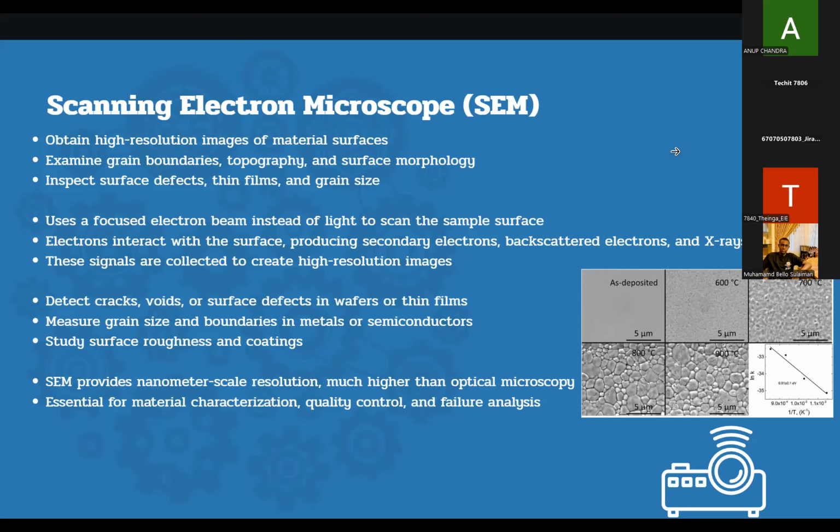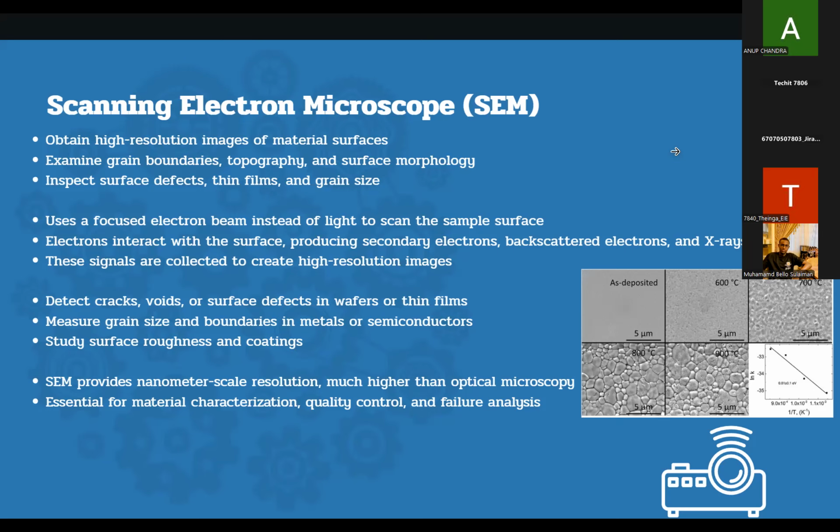It works by using a focused electron beam instead of light to scan the sample surface. The electrons come out and interact with the surface. When they interact with the surface, they produce secondary electrons, which then produce more backscatter electrons, which turn into the signal that can be used to create the high resolution images.